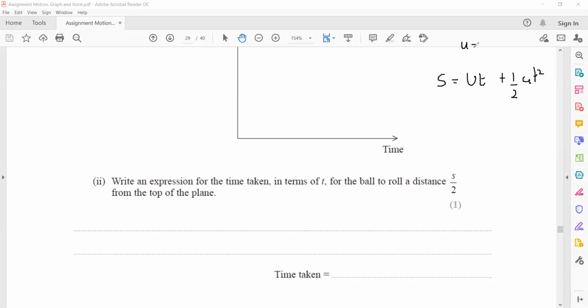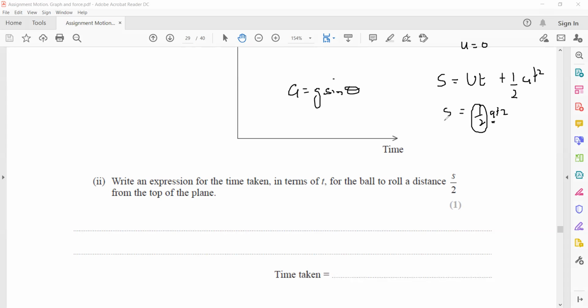Initial velocity is 0, so the distance which the ball travels, the total distance, is equal to u, the initial velocity, which is 0. So if u is 0, this whole factor ut will be 0, so we'll have half at square. A is the acceleration, which is constant on an inclined surface. If there is no friction, a equals g sine theta, so the acceleration will not change. The 1 by 2 is a fraction that also remains the same.